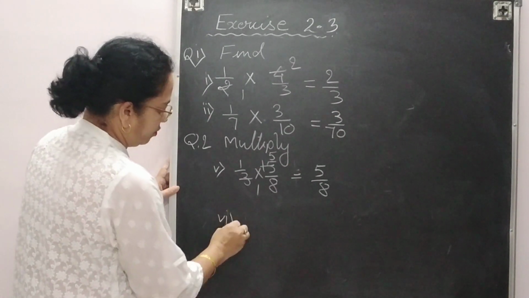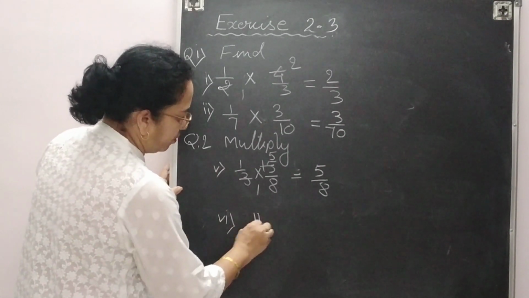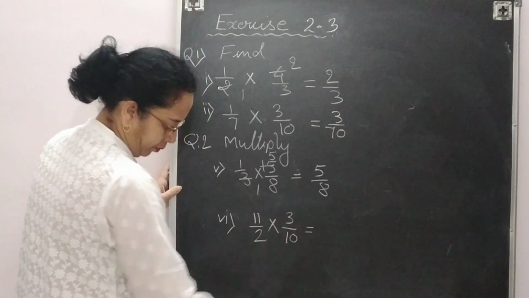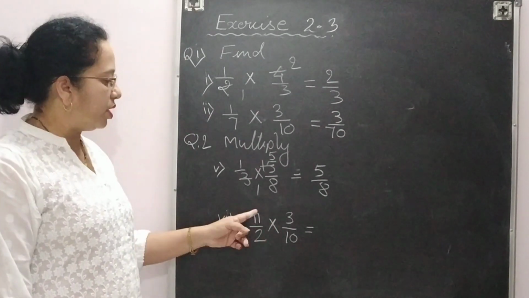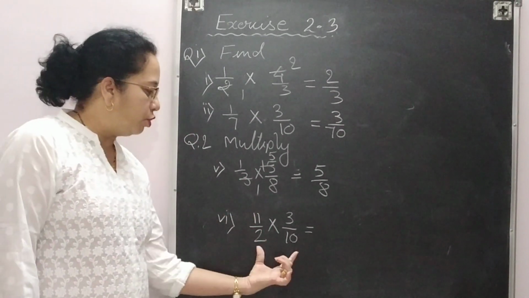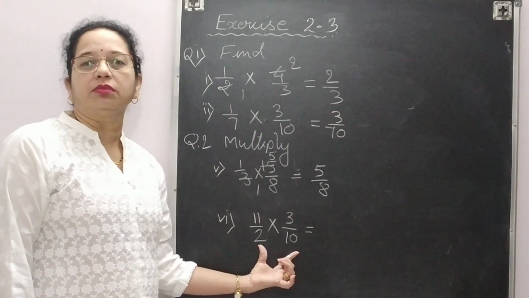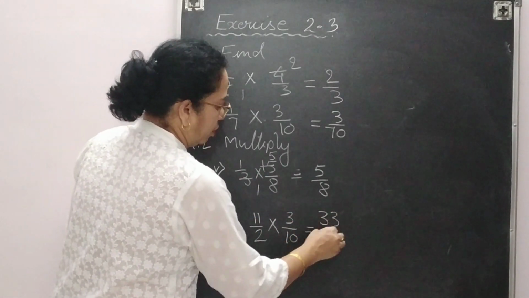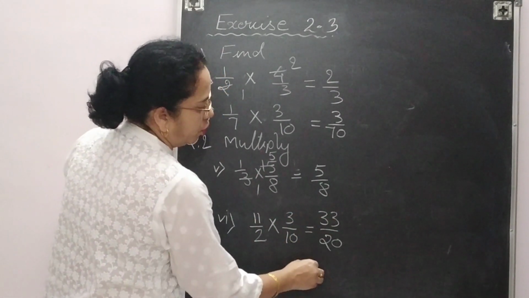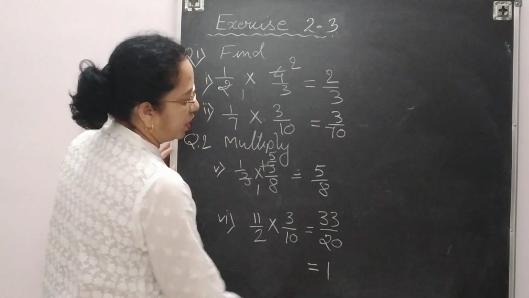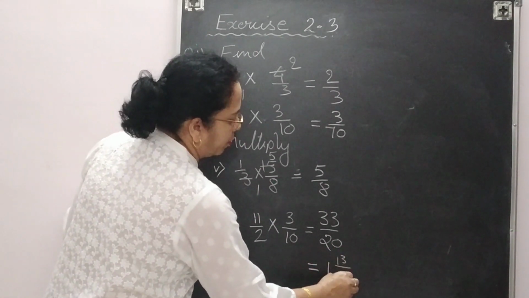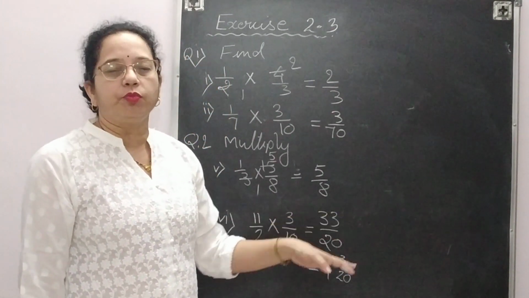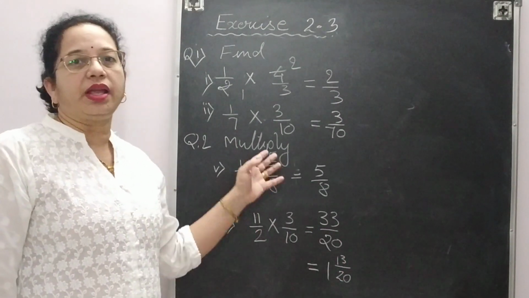Let me take one more sum from question number 6. That is 11/2 multiplied by 3/10. So here we cannot cut any number, one from numerator, one from denominator. I told you we cannot cut 2 and 10 because both the numbers are in denominator. So 11 3s are 33 upon 2 10s are 20. Now your numerator is greater, so convert into mixed fraction. 1 and 13/20. Still, if you have any doubt how to convert into mixed fraction, improper fraction, please see my video where I have explained you this.